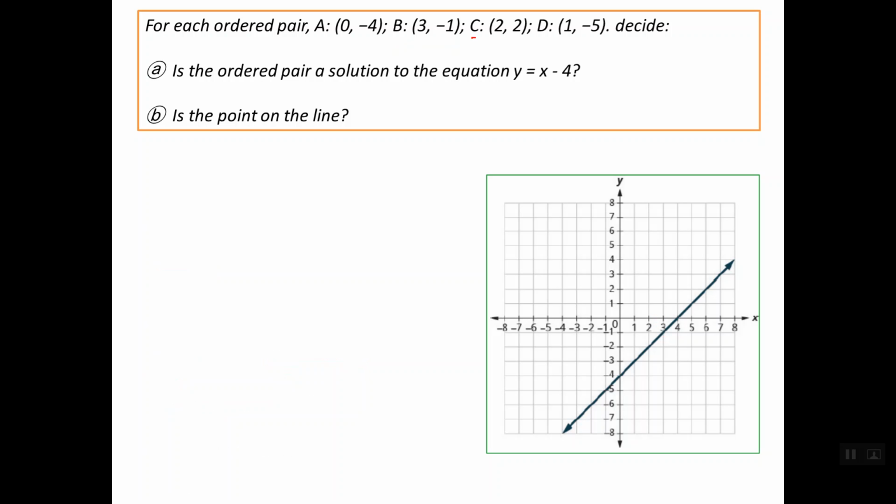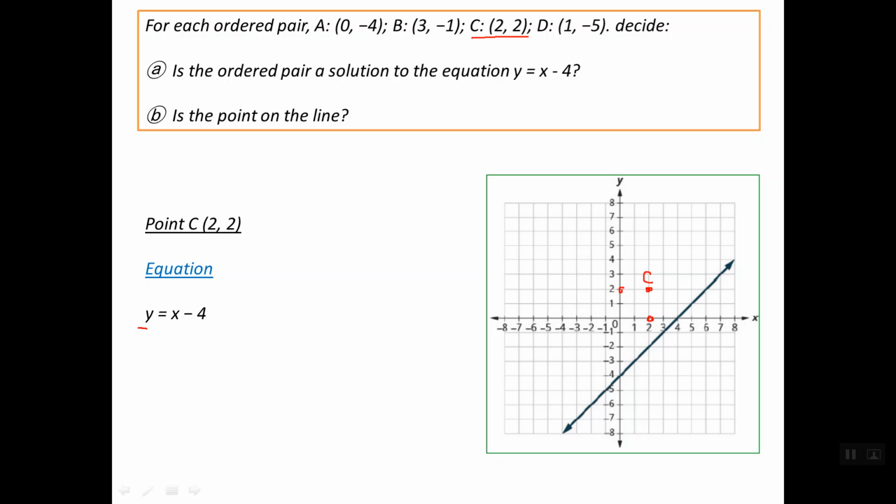Let's see the third point, point C, with coordinates of 2 and 2. Let's first plot this point on the plane. So the value of x is equal to 2 and the value of y is equal to 2. So this is the point C. As you see here, point C is not on the line, so it is not a solution for this equation. Simply we can check by substituting.